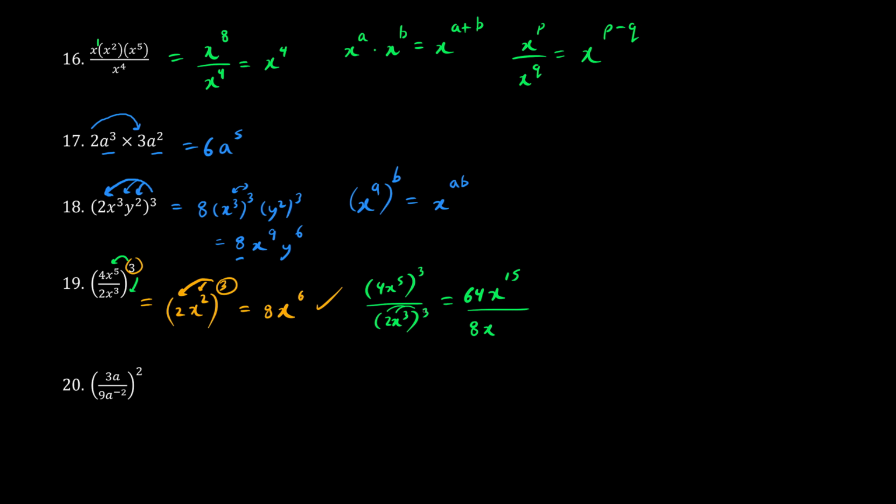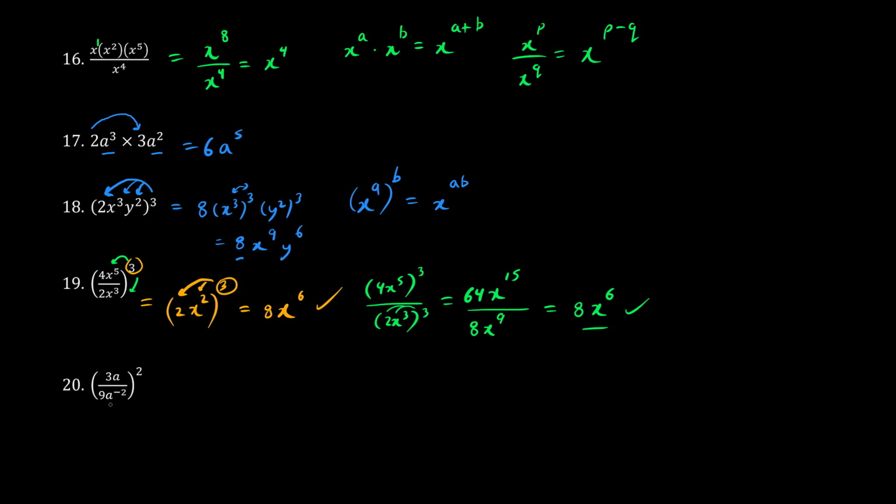And we have exponent, bracket, exponent. The base is x. 3 times 3 is 9. And as you can see, 64 divided by 8 is 8. And we have the same base. We subtract exponents, 15 minus 9, which is 6. We get the same answer, but this way is a bit harder.